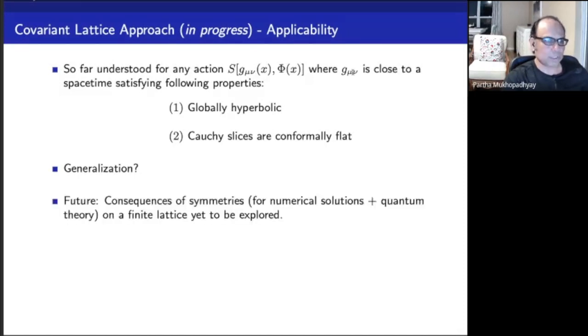And the future is to look at, so usually we do numerical solutions, and also in the lattice quantum theory, we do the analysis without having any symmetries in mind. The question is that if you use this kind of an action and the resultant quantum theory or the equation of motion, whether finding numerical solutions or the analysis in quantum theory, what kind of impact can they have because of the existence of these continuous symmetries. So that is being explored right now. So I will end there, and thanks for your attention.